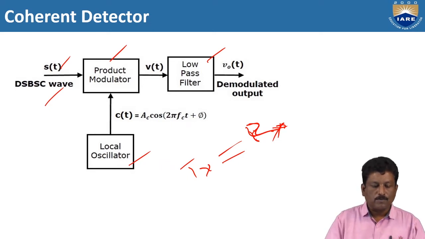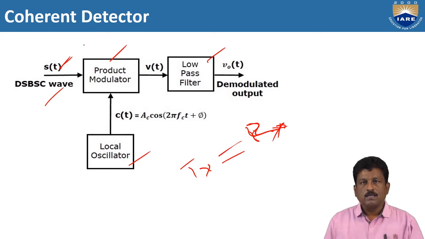So the received signal is the modulated wave s(t). It is a DSBSC, double sideband suppressed carrier. While transmitting, we send only the two sidebands, the upper sideband as well as the lower sideband, and we suppress the carrier signal. That is the DSBSC wave.